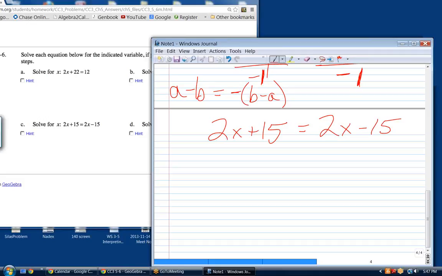So in this one, you can just do plus 15 on both sides. Okay. 30 equals 2x. 2x plus 30 equals 2x.